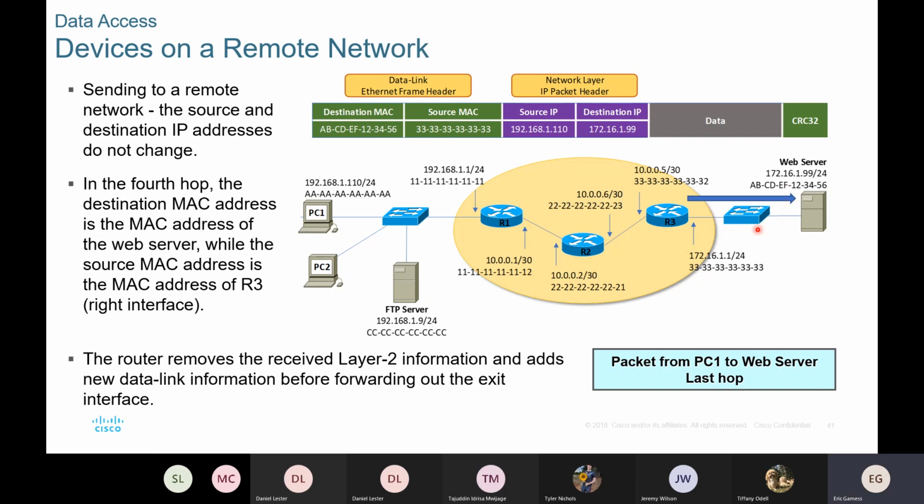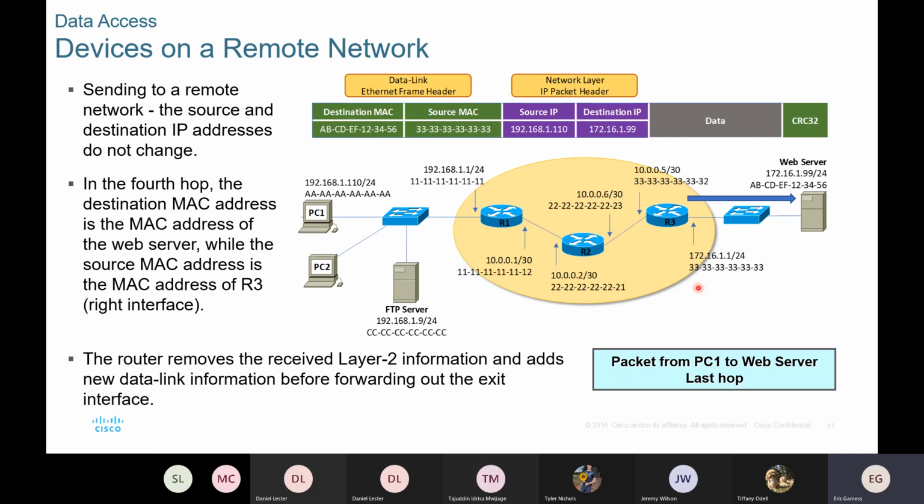Now, in the data link layer, we are in this link, so the MAC must belong to this link. The destination MAC will be the MAC of the web server, which is AB:CD:EF:12:34:56, as you can see here. And the source MAC address will be the MAC address of R3 in this interface, which is 33:33:33:33:33:33, as you can see here.